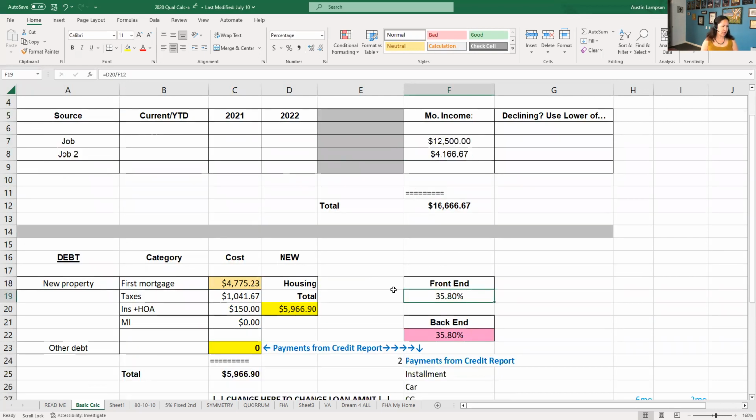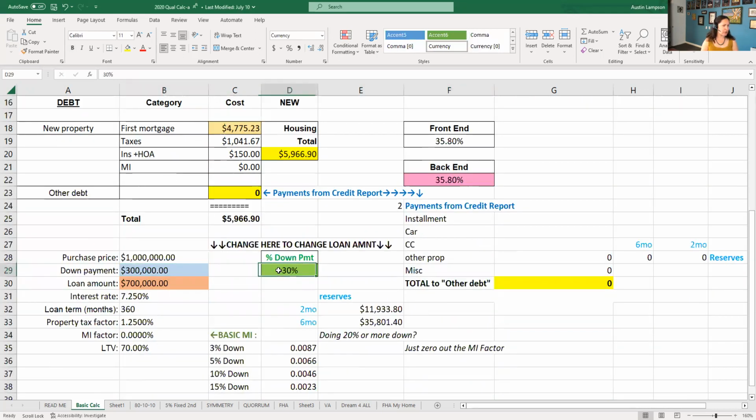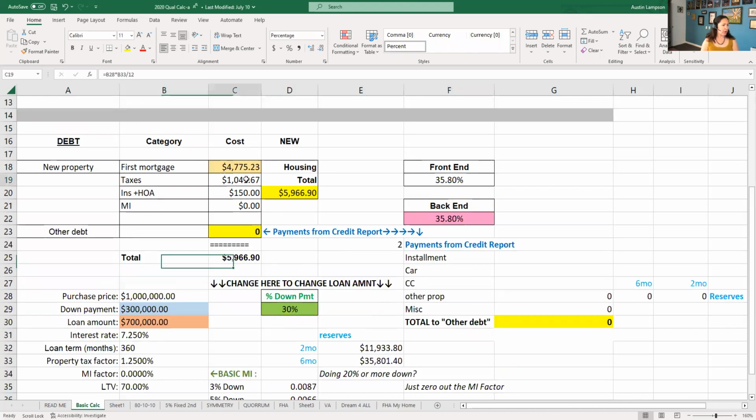Your front end ratio is your housing expense in relation to your income. In this scenario I did $1 million, 30% down, seven and a quarter interest rate. Property taxes in the state of California are 1% plus bonds and fixed rate charges. This is a different calculation for the clients we serve in Colorado and in Arizona. This is really the worst case scenario for a California tax basis on your base taxes.